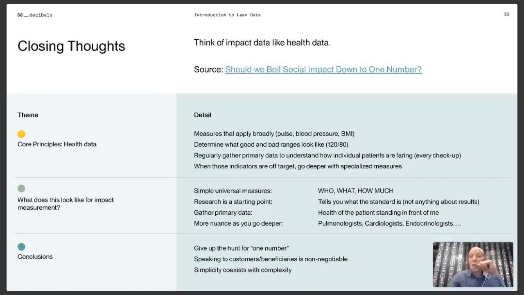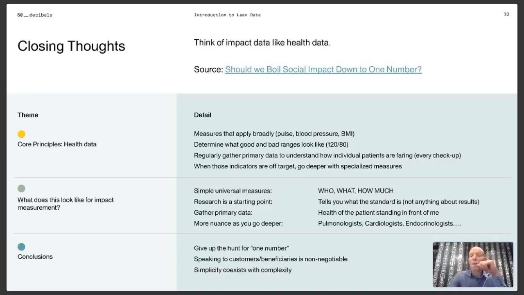However, what she's also doing is she's regularly gathering that primary data. So there'd never be a world in which, if I wanted to know how my blood pressure was, I could go to my doctor and she would say to me, well, typically for a person of your age and demographics, the range tends to be from here to here. I want to know my blood pressure.